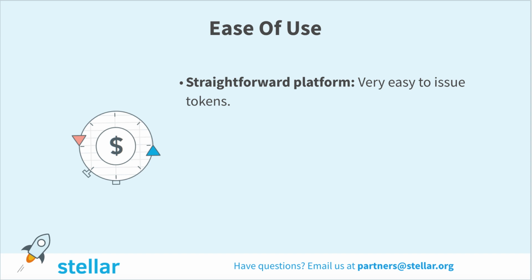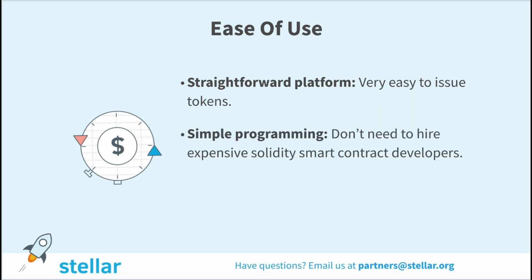In short, launching a token on Stellar is super easy. Like I mentioned, it's very easy to issue tokens on Stellar. Simple tokens can be created in a matter of hours, and more complex ones can be set up over the course of a day or two. And what's also important to note is because Stellar offers a powerful but simple system for smart contracts, you don't need to hire an expensive Solidity smart contract developer. In fact, somebody with even a basic understanding of technical things can learn how to set it up fairly quickly.